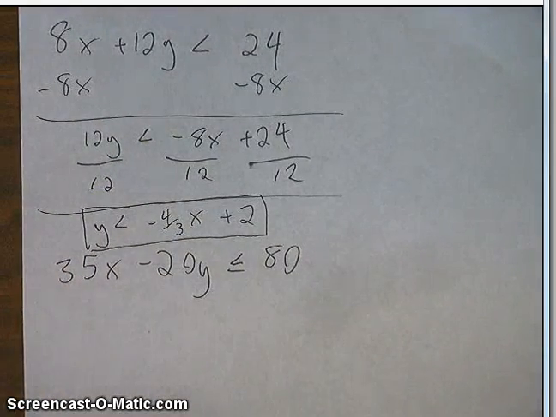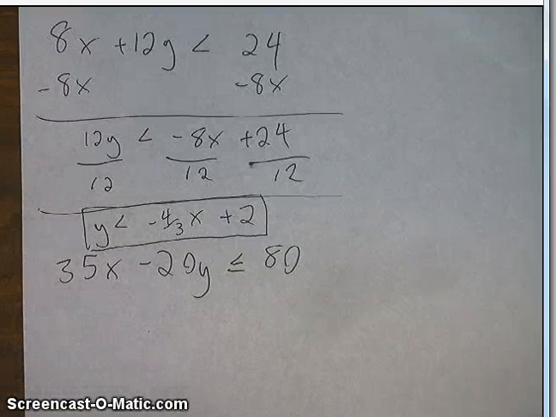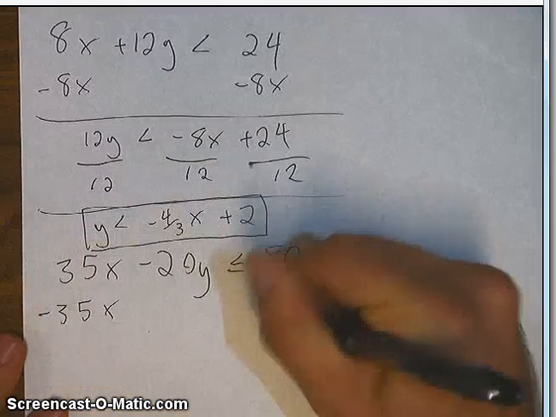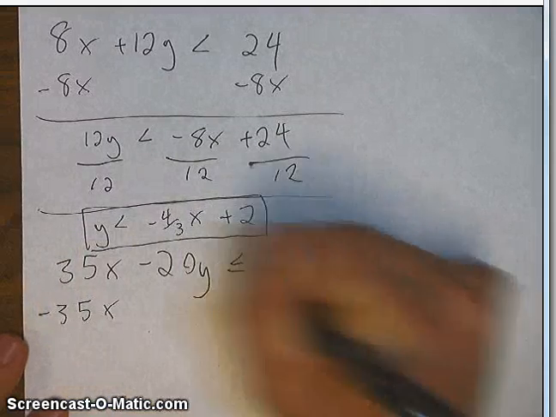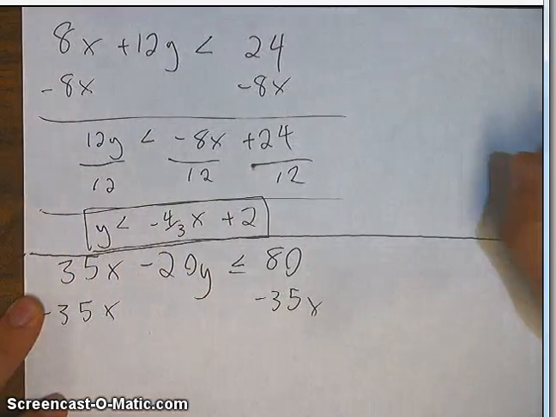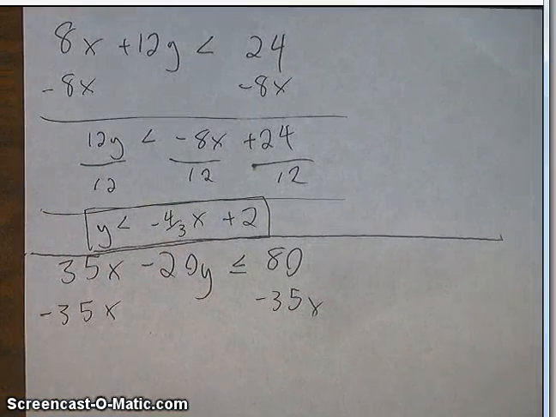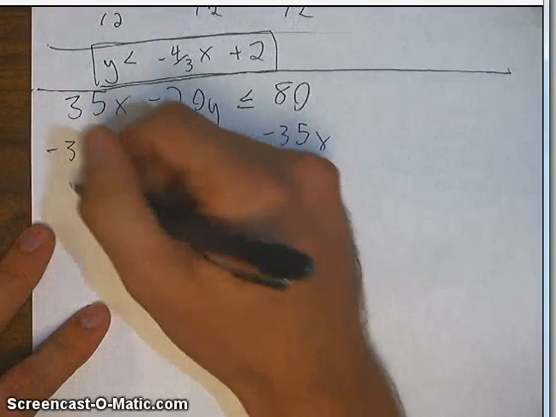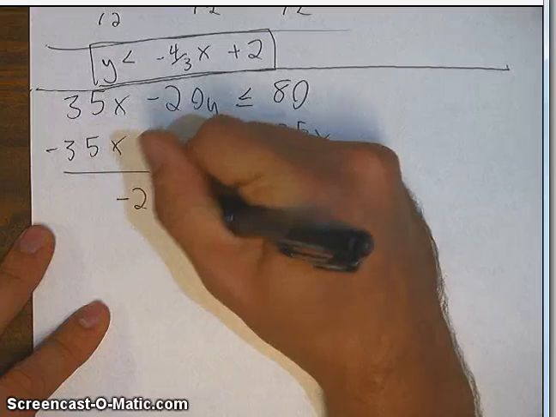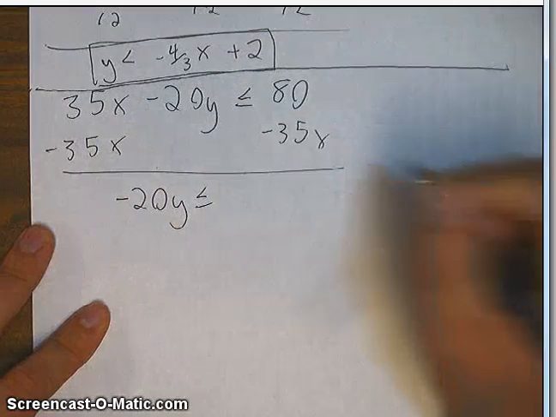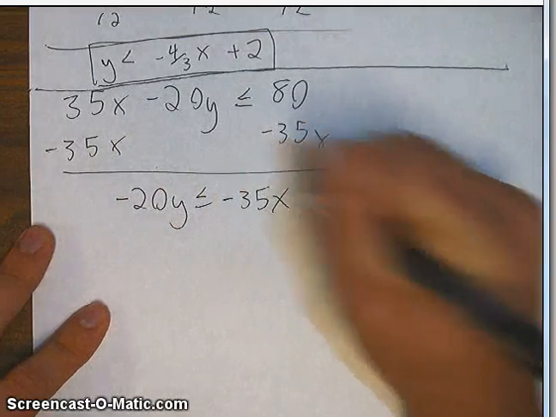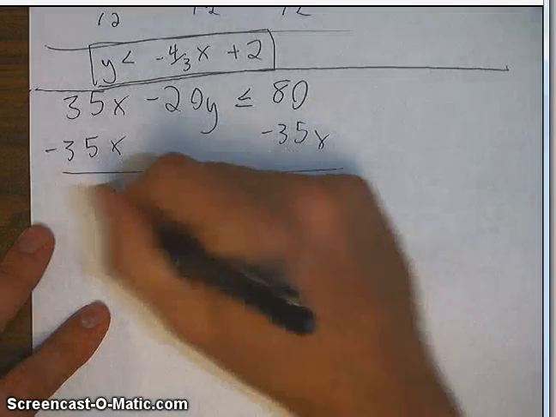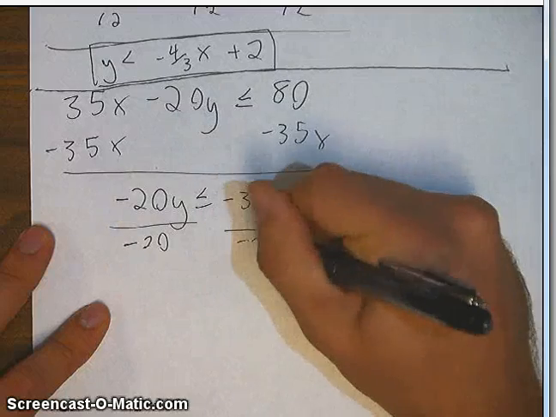The other one, 35x minus 20y is less than or equal to 80. Let's go ahead and subtract 35x. And we're going to get negative 20y is less than or equal to negative 35x plus 80. To get the y by itself, we're going to divide everything by negative 20, all three terms.